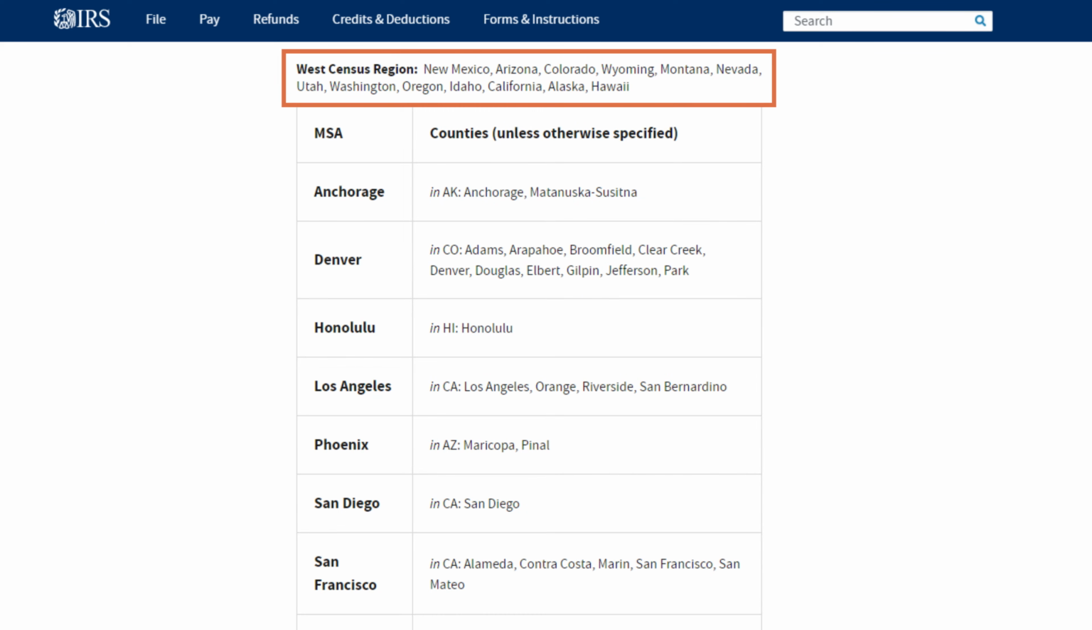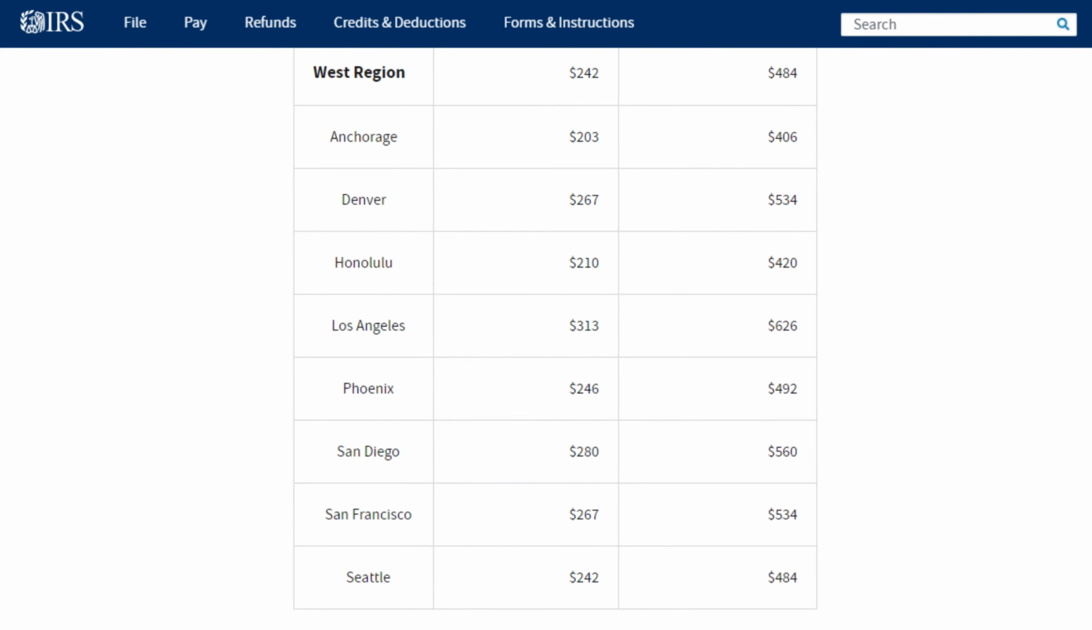Well, in this case, you would use the standard for your entire region if there's no MSA-specific standard that your county falls into. So it says here the West Census region includes, and I have no idea how they ordered this, it's not alphabetical, it's not geographical, New Mexico, Arizona, Colorado, Wyoming, Montana, Nevada, Utah, Washington, Oregon, Idaho, California, Alaska, and Hawaii. So if I lived in Ventura County, I would scroll up to the operating cost table and simply use the West region standards, which are $242 for vehicle operating costs for one vehicle, and double that, $484 for two vehicles.